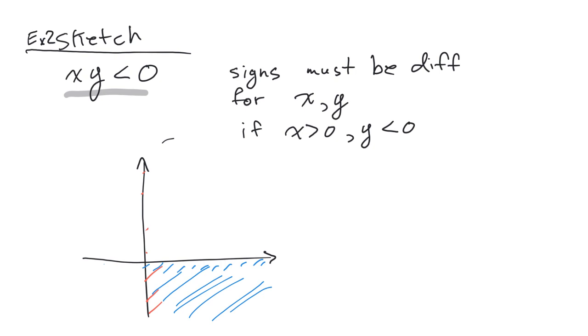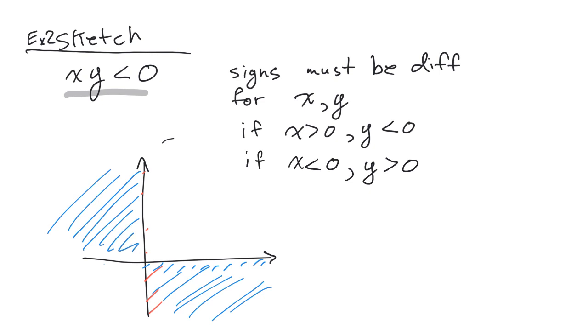That's one. So now, if we do the same analysis again, if x is less than 0, y is greater than 0, then doing the same analysis again, we get the other half of this, and that means we end up with this side of our graph. And we're done.